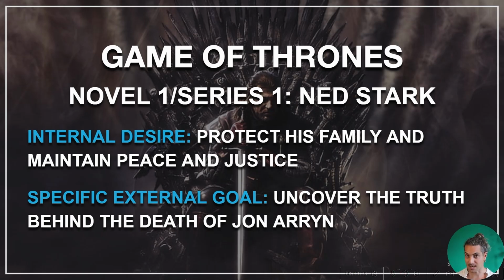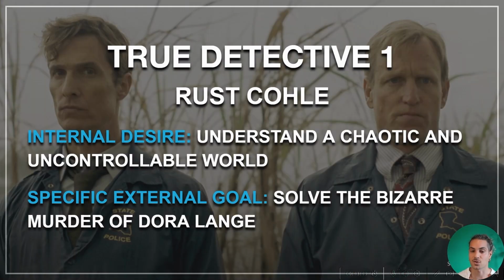And it's made clear to him through his plot-specific external goal that the way he has to now do that is to uncover the truth behind the death of Jon Arryn if he can protect his family and maintain peace and justice. In the first series of True Detective, Rust Cohle, one of the two protagonists, has the internal desire of understanding a chaotic and uncontrollable world.